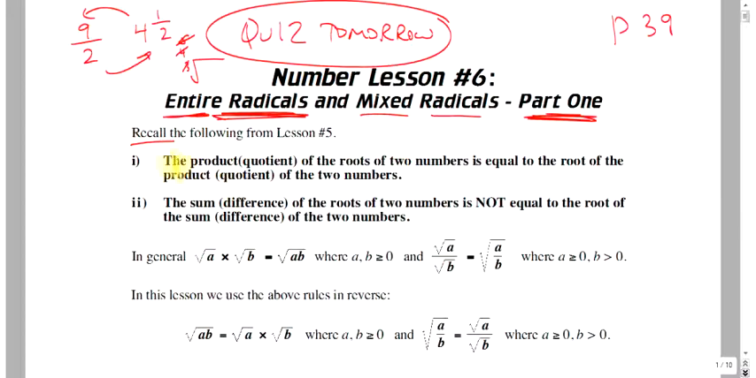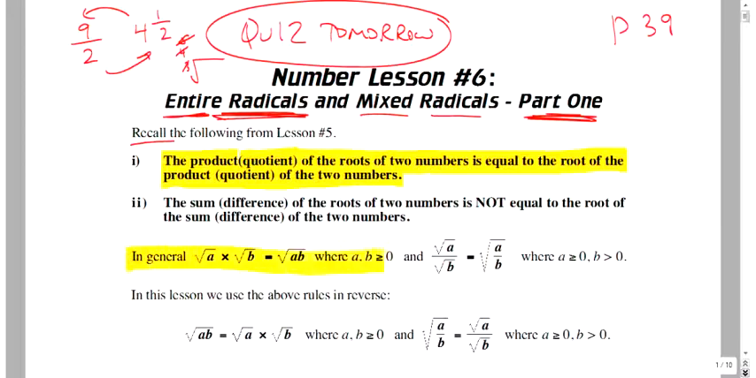Recall, a little bit of review. The product or quotient, what does that word quotient mean? You have a really good memory. It's the answer to a division question, right? The product is the answer to a multiplication question. The product or quotient of the roots of 2 numbers is equal to the root of the product or quotient of the 2 numbers. In English, that's not really that helpful.